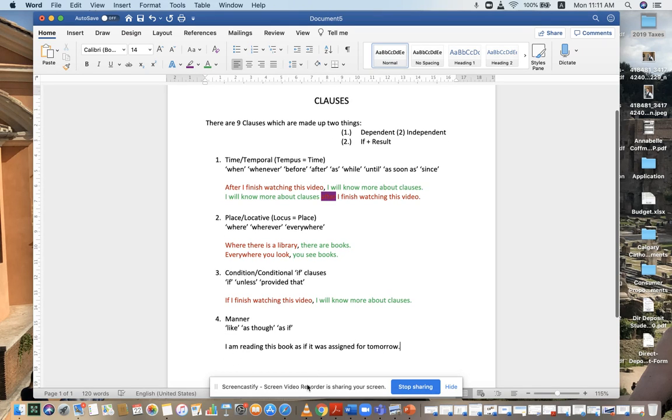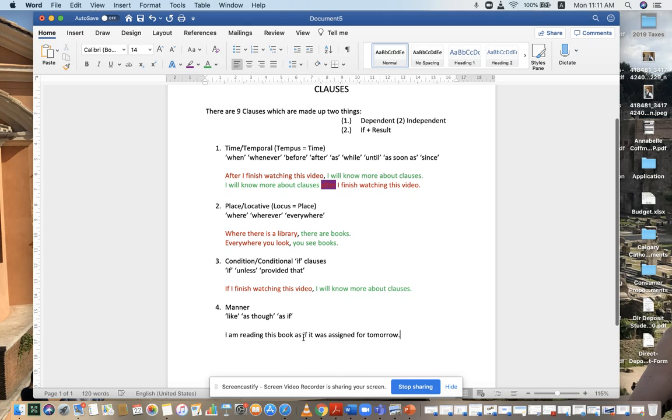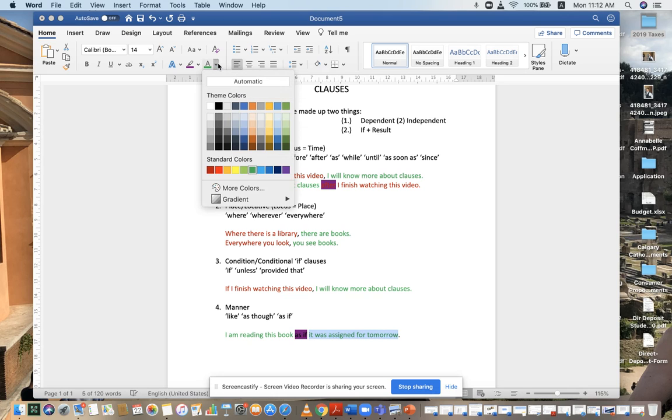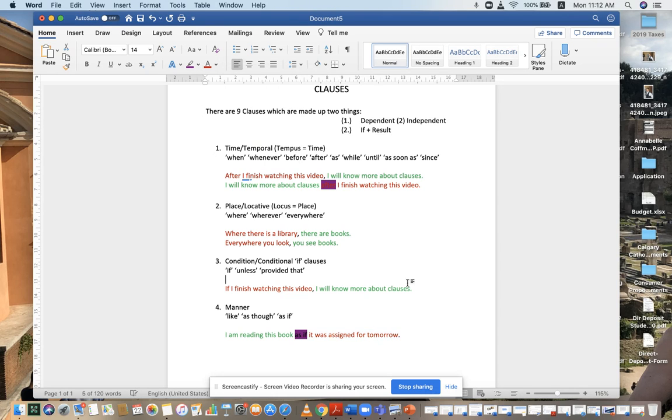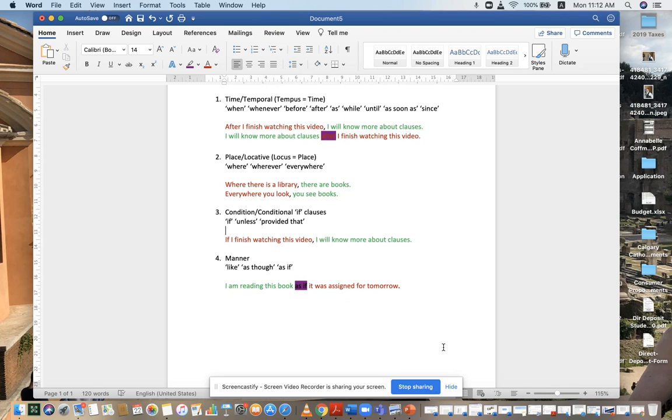So you are telling somebody the manner in which you're reading this book. You're reading this book very, very quickly. And notice that as if is separating the I'm reading this book, which is your independent clause, okay, or independent sentence, and your dependent sentence is the one that follows your adverb, which is right here. And again, you could reverse it. You could say, as if it was assigned for tomorrow, I'm reading this book. So you need a comma after tomorrow.